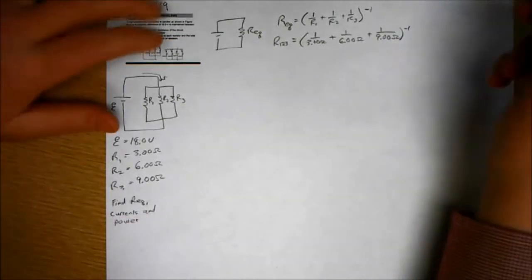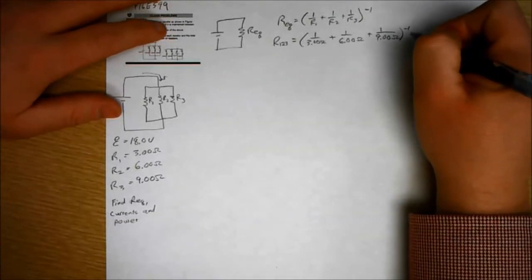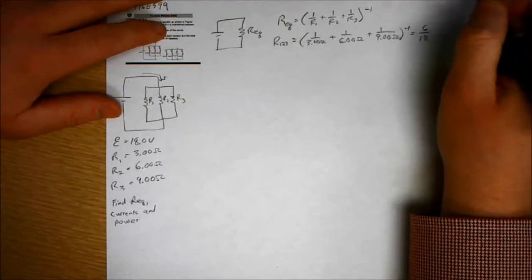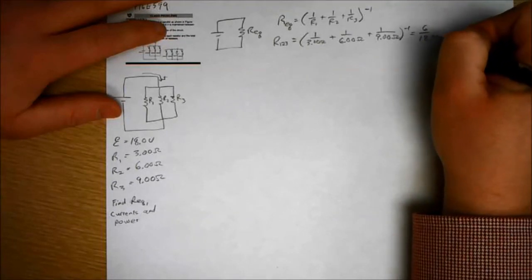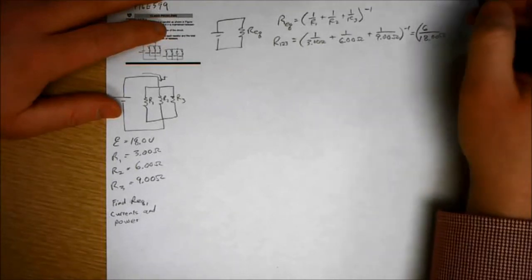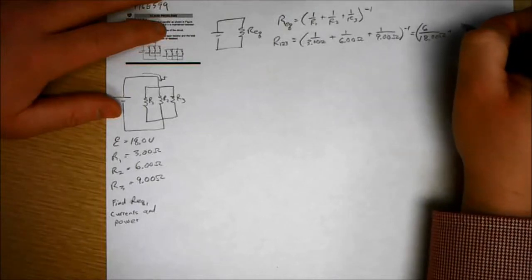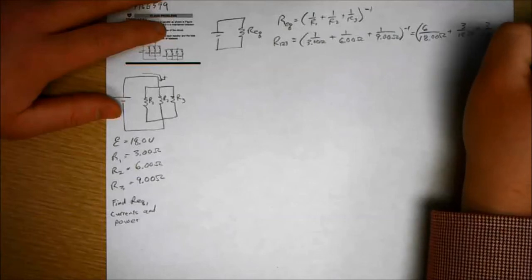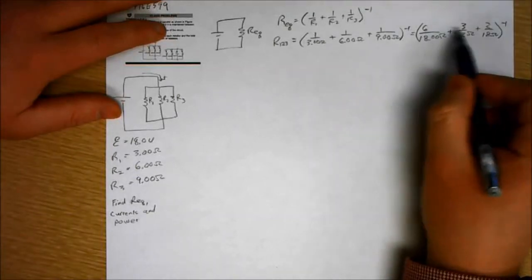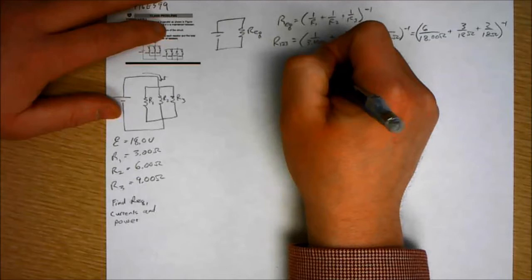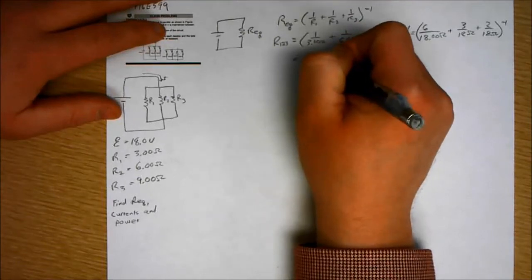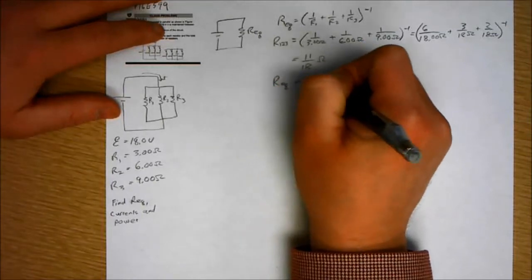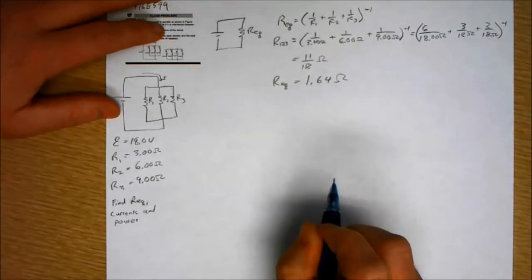I mean, if we wanted to add the fractions, we could put all these over 18, so that would be 6 over 18 ohms. Not really paying attention to significant figures here. Plus 3 over 18 ohms plus 2 over 18 ohms. So that's 6, 7, 8, 9, 10, 11 over 18. That's nothing nice. That comes out to 1.64 ohms.